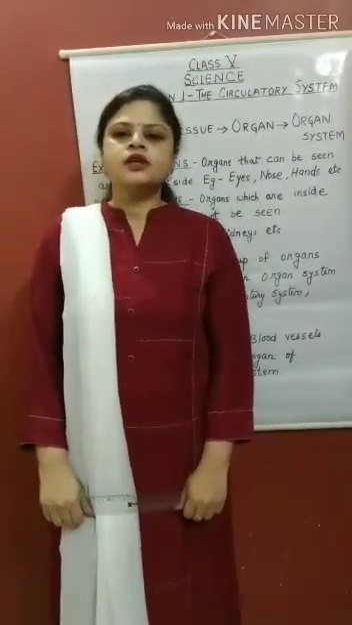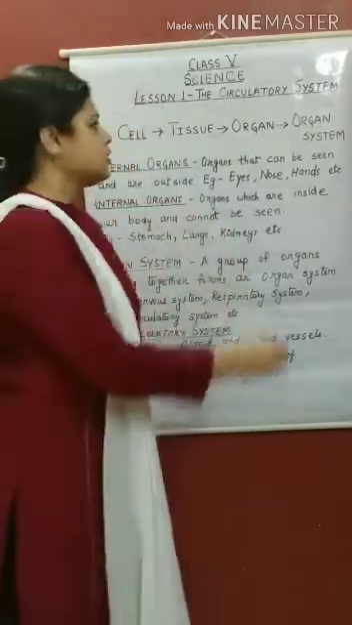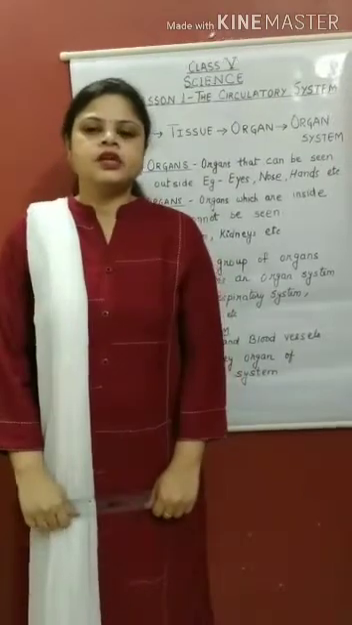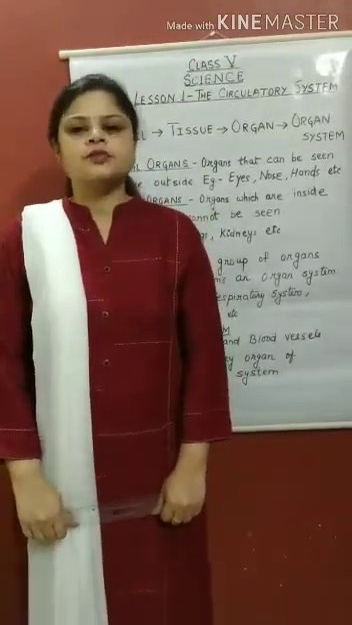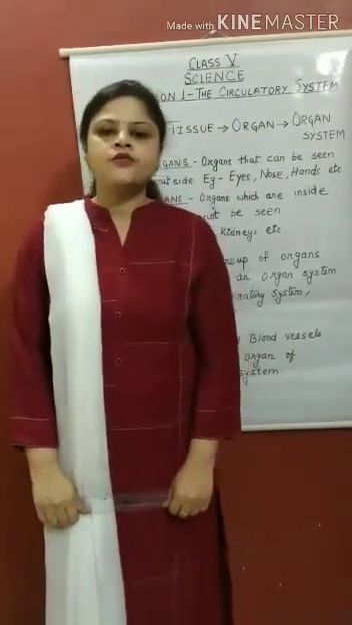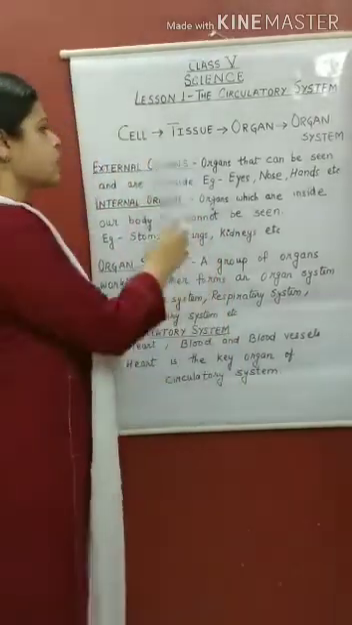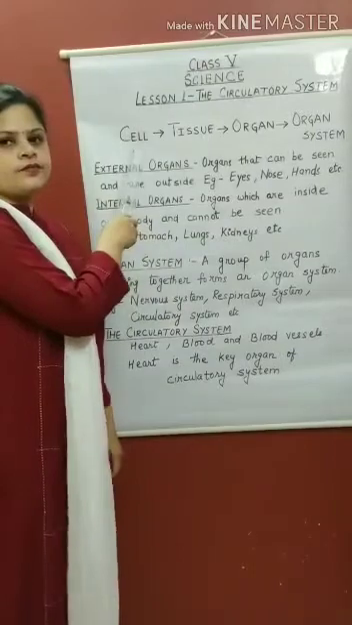Today we are going to learn about science, lesson 1, the circulatory system. Before knowing about the circulatory system, let us know how these systems are formed. Our body is made up of different cells, which are the smallest unit of our body.